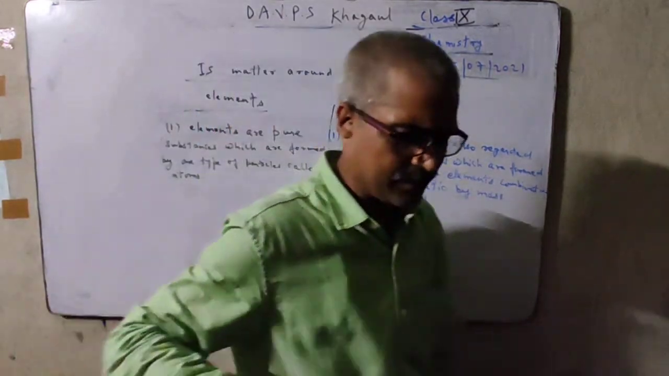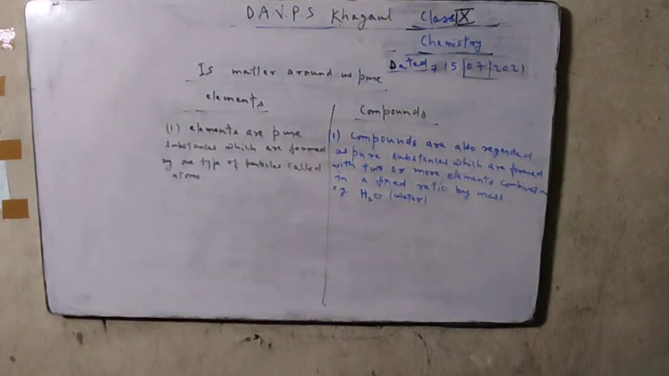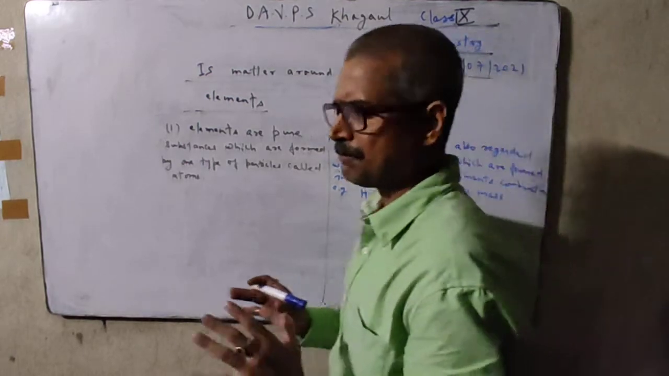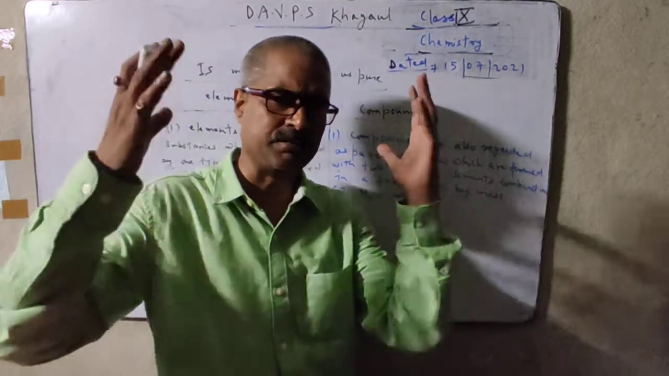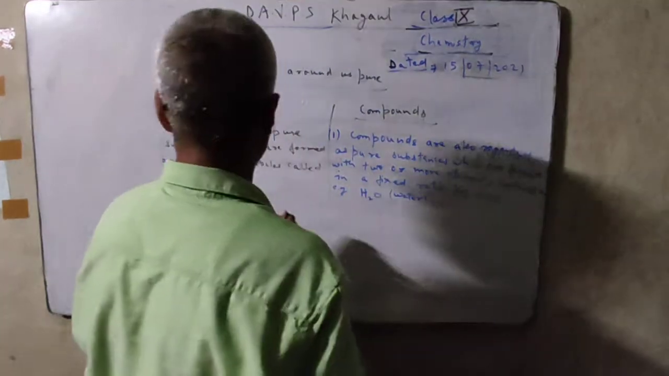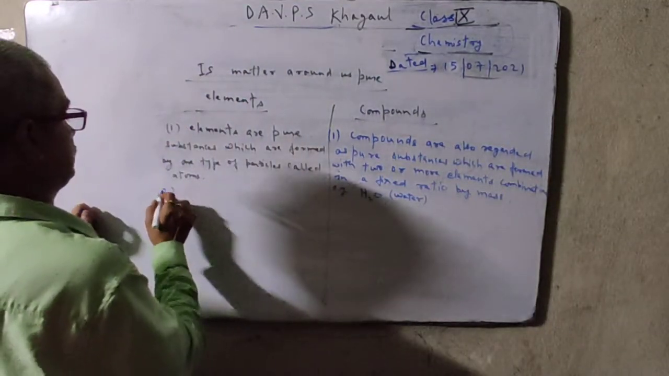If you are talking about difference, then elements are fixed in number. There are 118 elements in the periodic table, but compounds are not fixed in number. There are infinite, a large number of compounds.